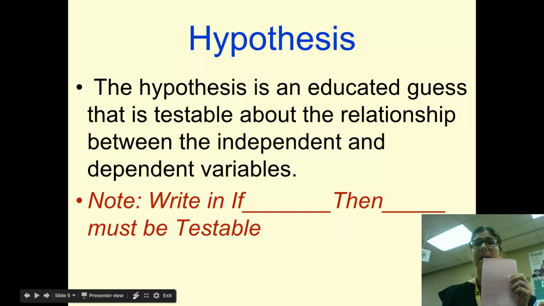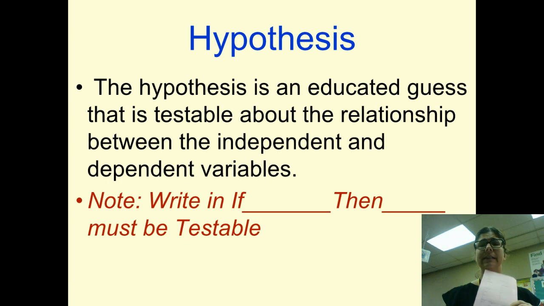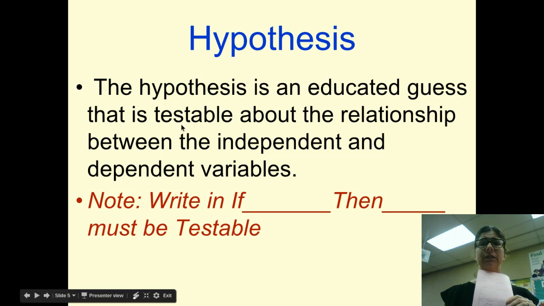So the first section, hypothesis. The hypothesis, we talked about it being an educated guess. The key here is that it's testable about the relationship between independent and dependent variables. Don't stress about these terms. We'll come to it in a couple of slides. The cheat sheet way to remember this is that we want to write the hypothesis in the if-then format. If blank, then blank, and it must be testable.